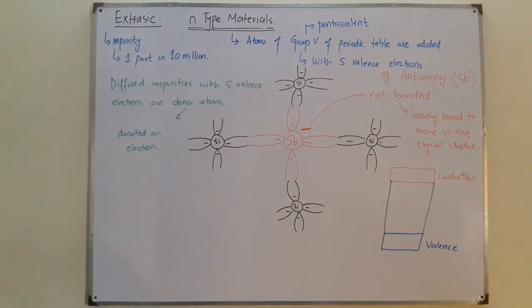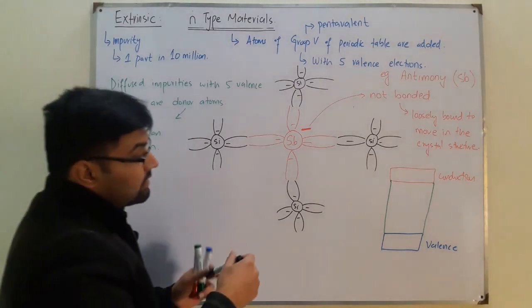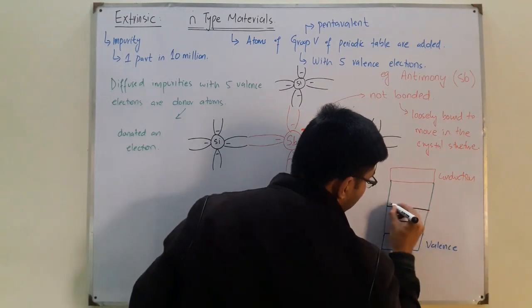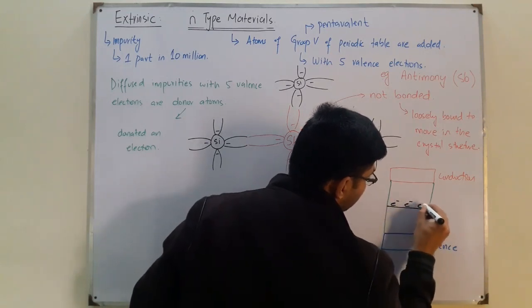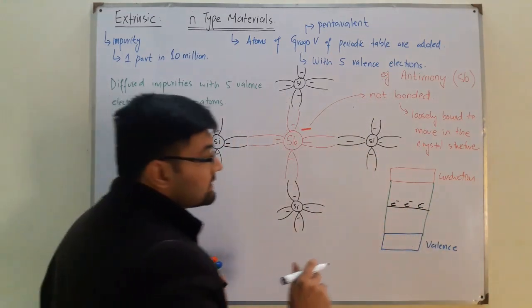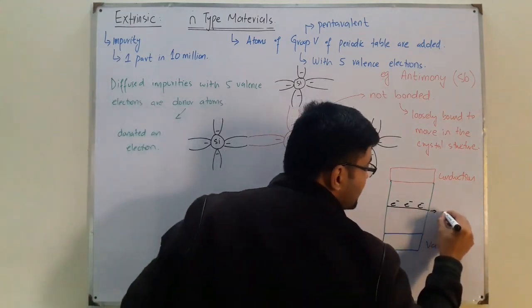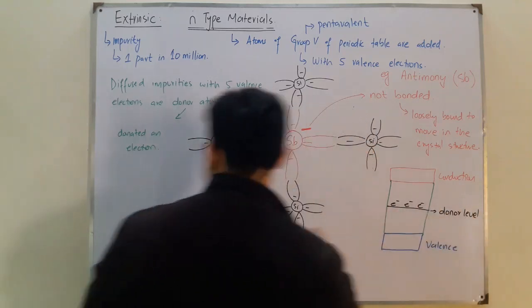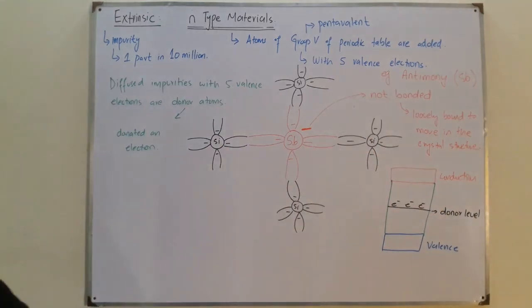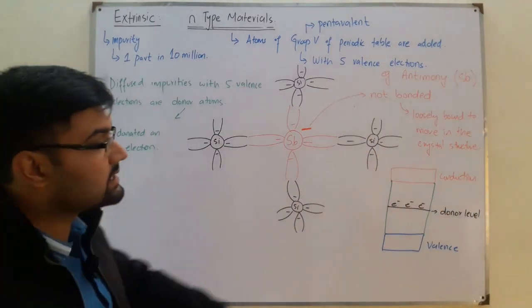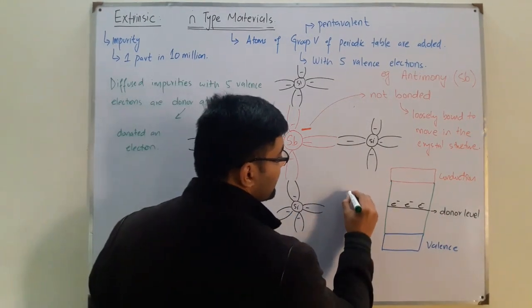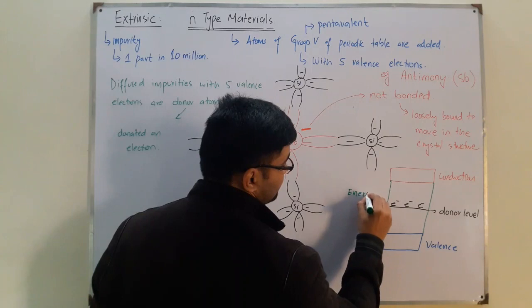And now these free electrons, what do we have? The donor level. These free electrons that are created due to adding the impurity atom are sitting at this energy level. That is the donor level. Let me confirm it from the book. Yes, it's a discrete energy level called the donor level. The green color is the energy gap.